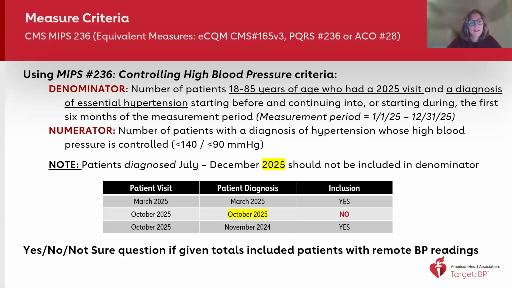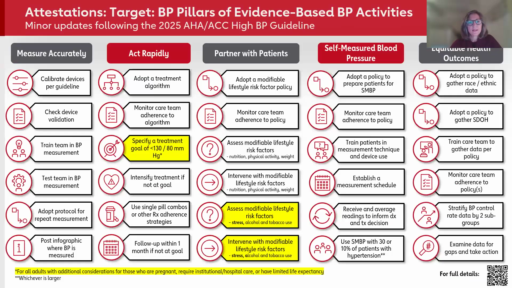So moving on, I'll talk a little bit about the practice attestations for target BP. If you could go to the next slide, please. The pillars for target BP may be very familiar to you, and those remain the same. There are 30 attestation questions to ask about your systems of care and the substance of how you deliver that care as it relates to measuring accurately, acting rapidly, partnering with patients, self-measured blood pressure monitoring, and equitable health outcomes.